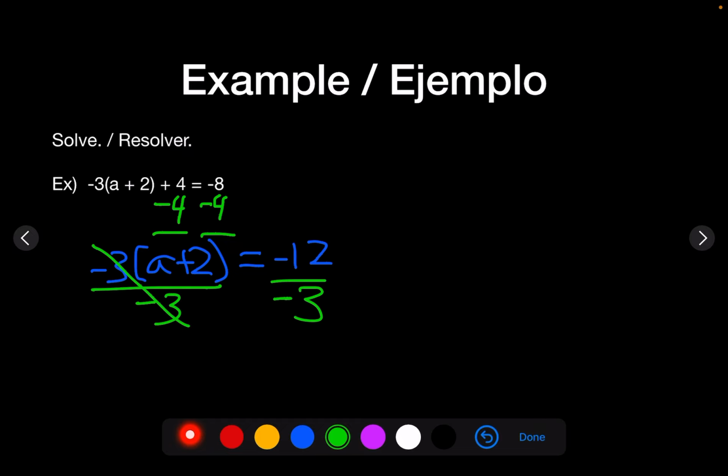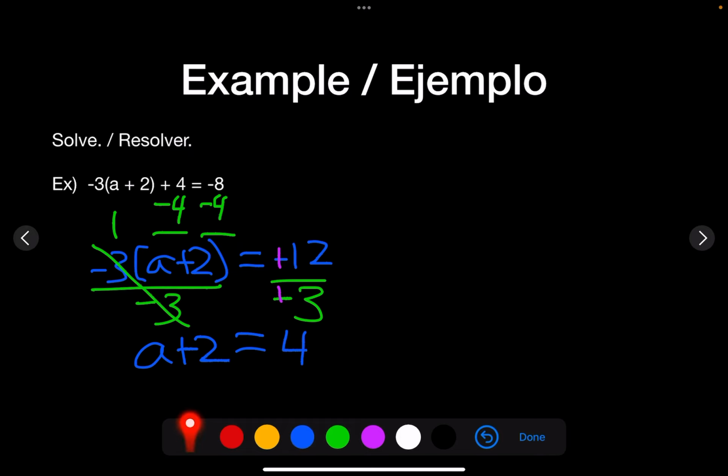So these divide out to 1, and then on the right-hand side, a negative divided by a negative is a positive. So now we have inside of our parentheses just a plus 2, and the parentheses go away because we don't need to group that separate from anything anymore. And then 12 divided by 3 is 4. And last step, we want to get this 2 to the other side using its inverse operation of -2. To both sides, we're subtracting that value. And so for our final answer, we get a is equal to 2.